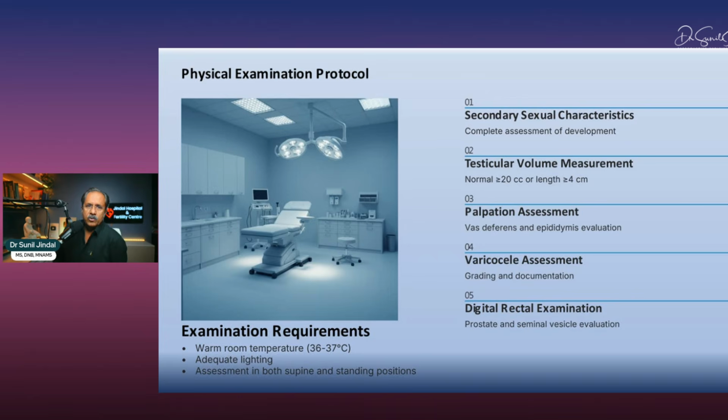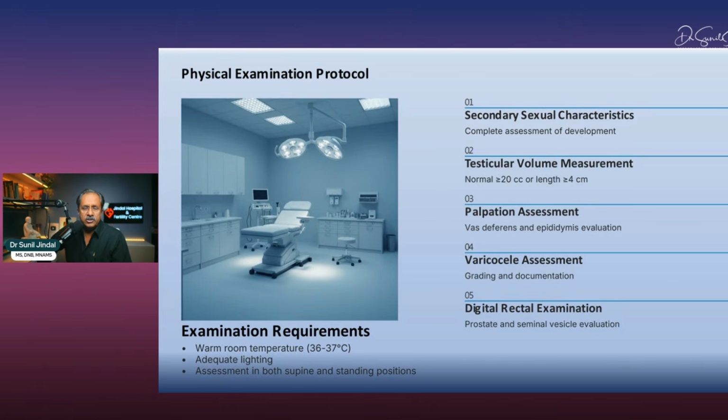Now, any patient who comes to you with azoospermia, you have to see the secondary sexual characteristics. आपको देखना है उनके characteristics कैसे हैं, are hair there or not, what is the body, what is the way the chest is. You need to see testicular volume.